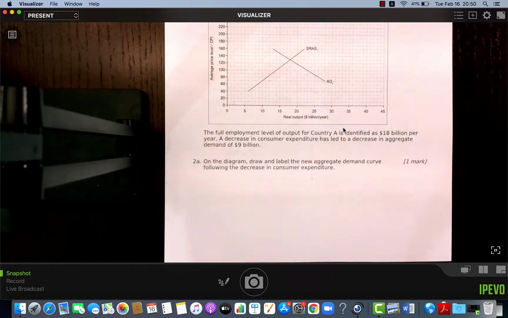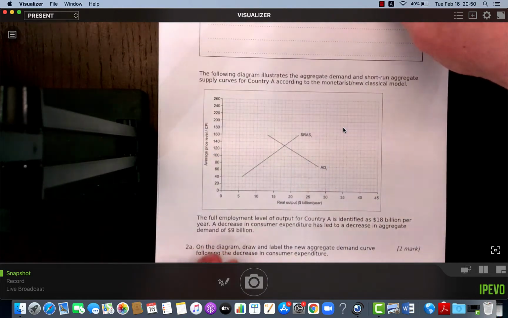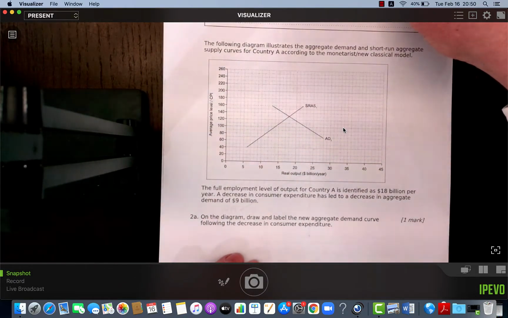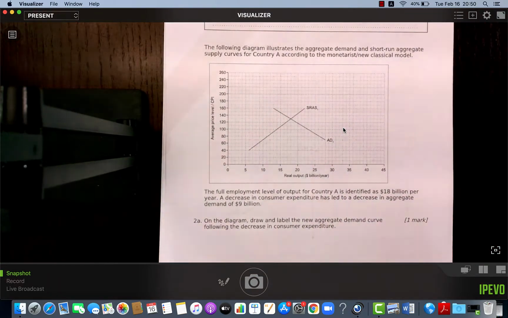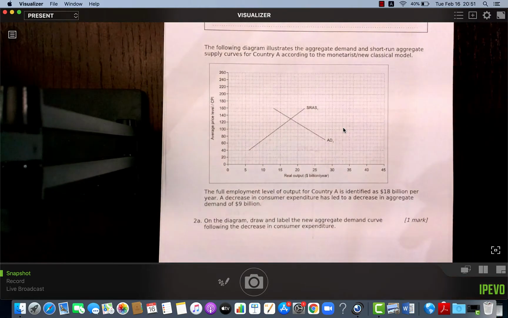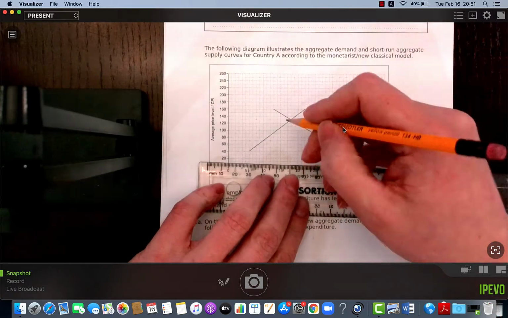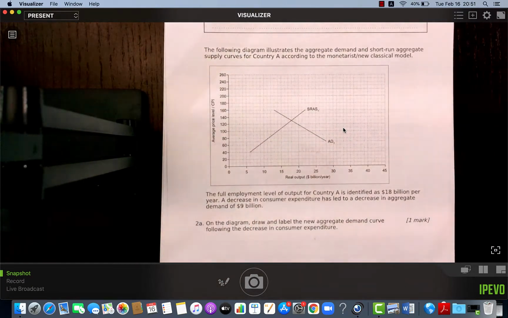Now, this question's a little bit tricky. Forgive me, you couldn't see the top of the question there, so I do apologize, and now you can. It's tricky in terms of just accurately drawing the diagram, but nothing overly difficult about it. It says, on the diagram above, draw and label the new aggregate demand curve following the decrease in consumer expenditure. What we need to do is shift this inwards 9 billion at every price. So the aggregate demand curve shifts inwards and is parallel to the old one.